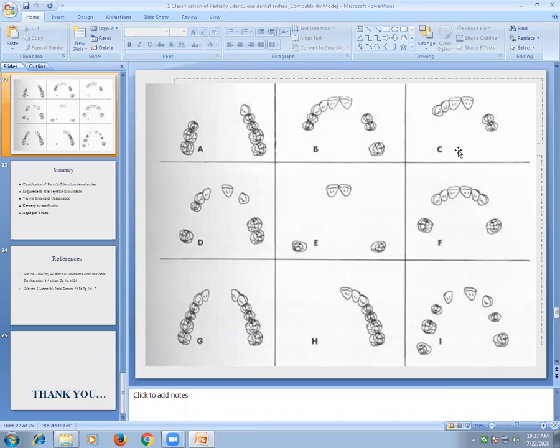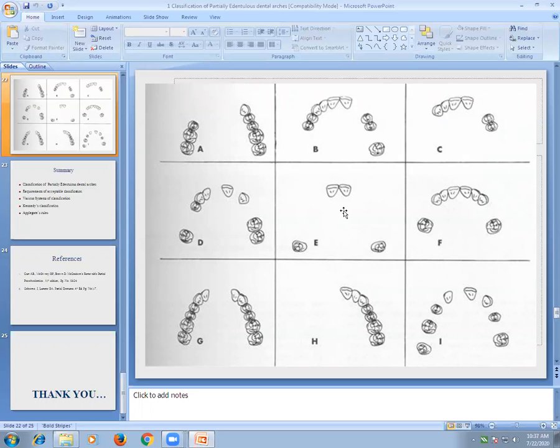In this third diagram, you can see the most posterior edentulous area on both sides. That's why it is Kennedy's class 1 with modification 1. In the fourth diagram, here is an edentulous area, here also an edentulous area, but the most posterior is here. So it is Kennedy's class 3 modification 3.